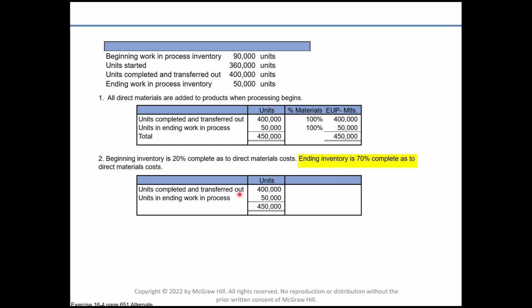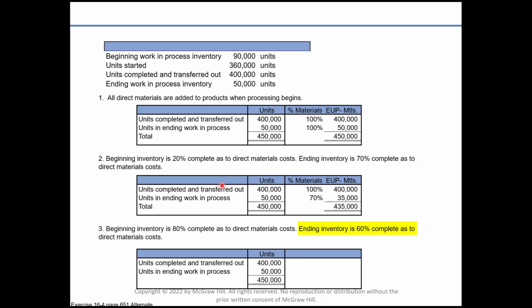So again, we've listed the same thing here: units completed and transferred out, ending inventory, and now we're going to multiply by 100% for the units completed because they are fully complete, but the ending inventory is only going to be multiplied by 70%. So then we're going to add 400 plus 35 to get 435 equivalent units for materials.